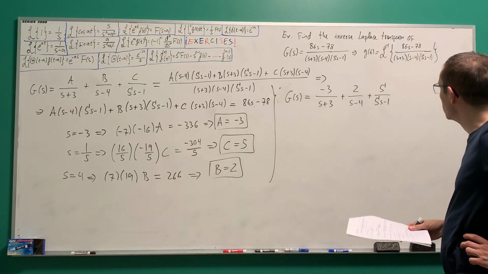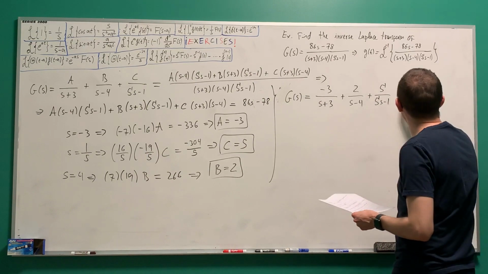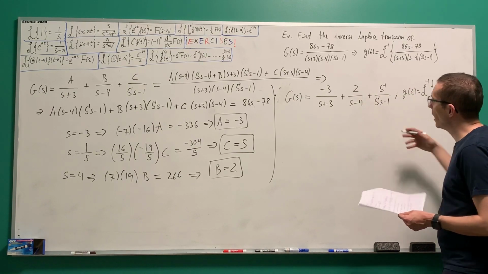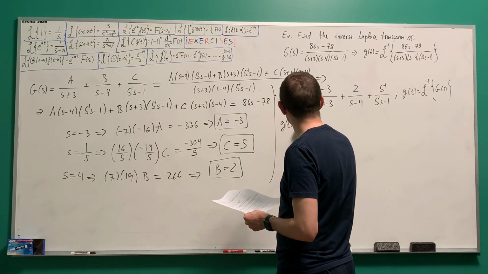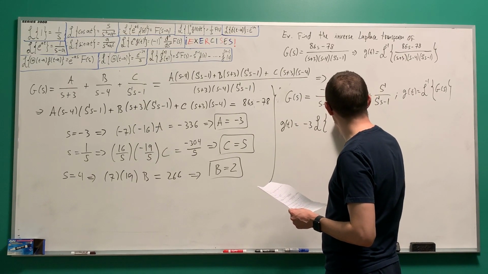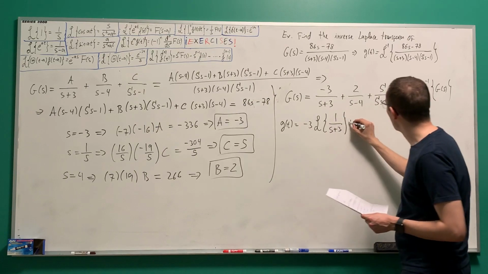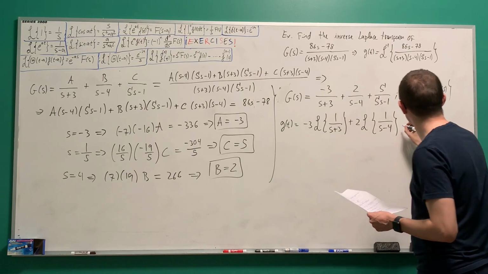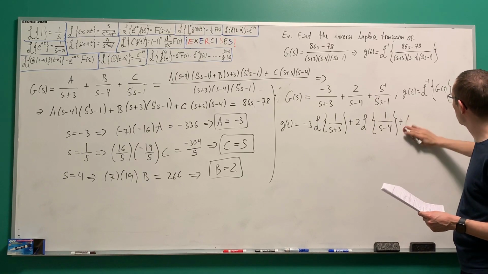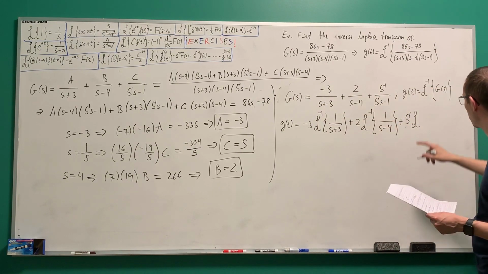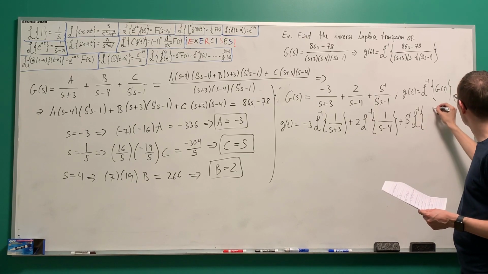All right, wonderful. So now we need to invert the Laplace transform. Remember, we know that g of t is the inverse Laplace of all of that, G of s. And doing that, we get that g of t is, of course, and then let's write it like that. Let's take the factors out. Minus 3 inverse Laplace of 1 over s plus 3, plus 2 inverse Laplace of 1 over s minus 4, plus 5 inverse Laplace, sorry, my bad. I'm taking inverse Laplace of 1 over 5s minus 1.